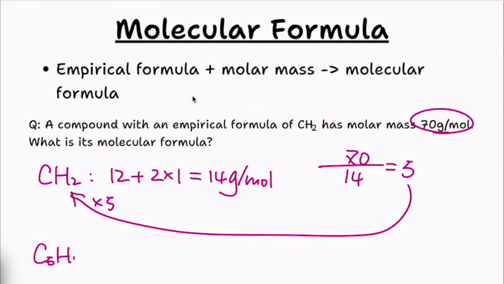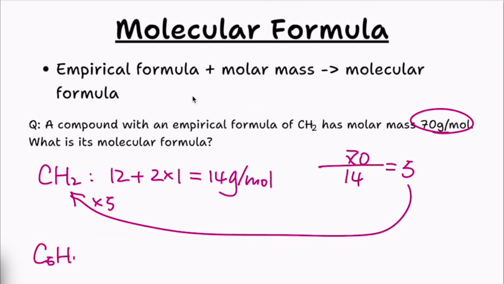Next, 42 grams of a subsample of a compound containing carbon and hydrogen only was analyzed. The results show that the sample contains 36 grams of carbon and 6 grams of hydrogen. Which of the following questions about the compound can be answered using the result of the analysis?